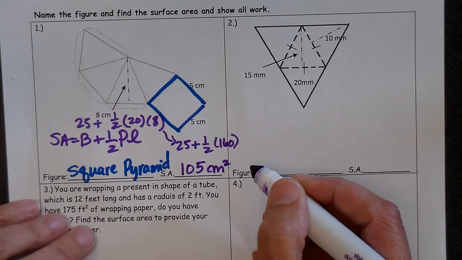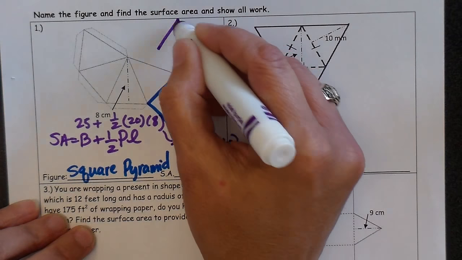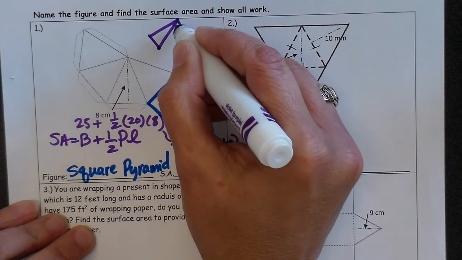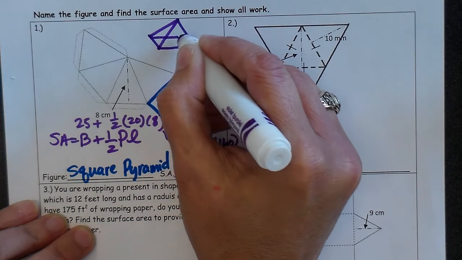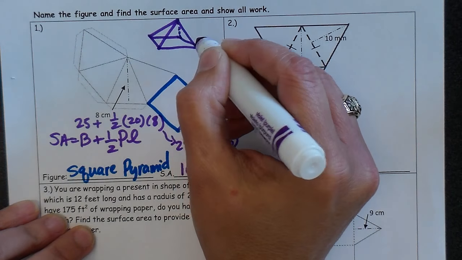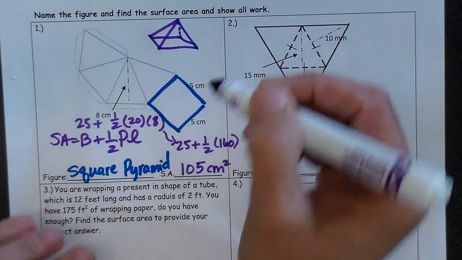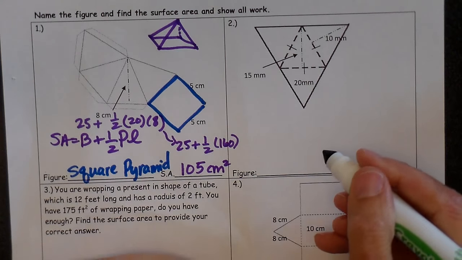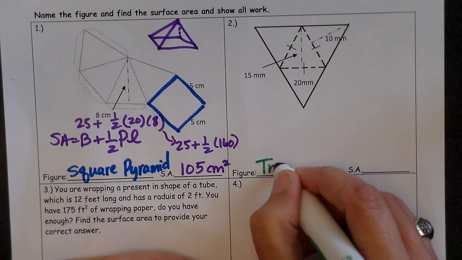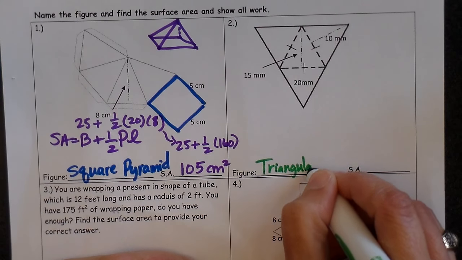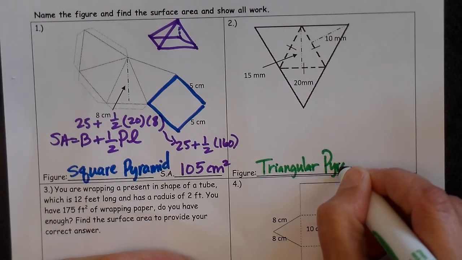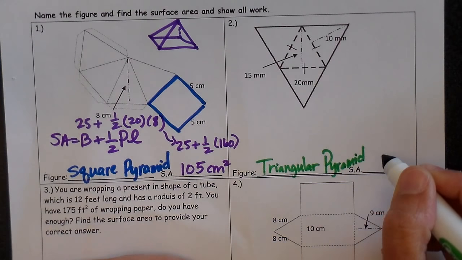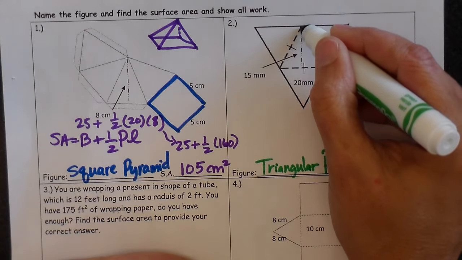Now again, how do I know that's a square pyramid? Because I would draw it like this. You would have your square base and then your triangles on the side. All right, let's look at the next one. This one right here is a triangular pyramid. Again, a pyramid, they all come together at one point at the vertex at the top. Here is your base.